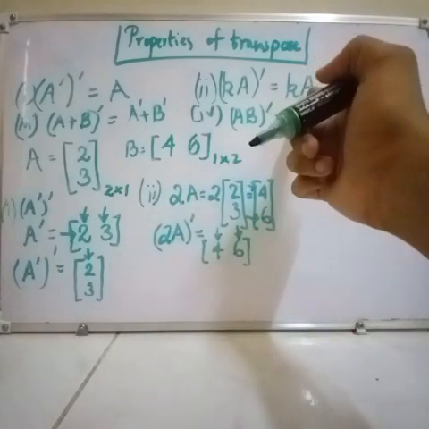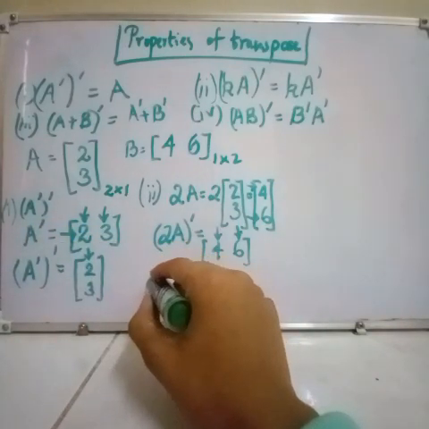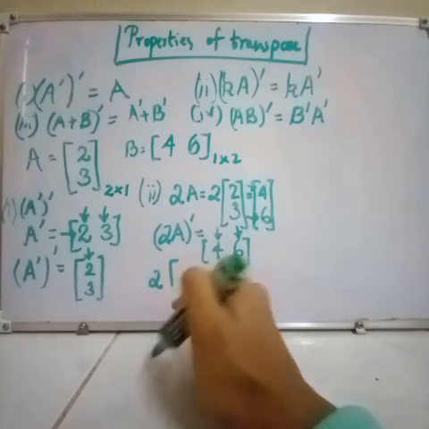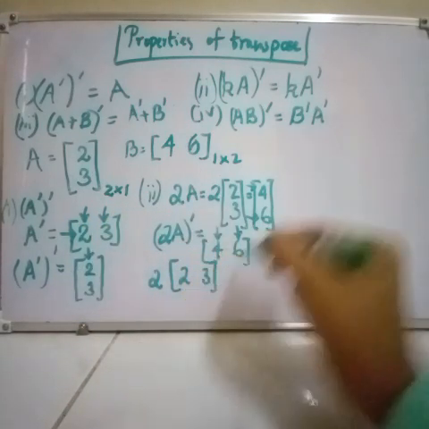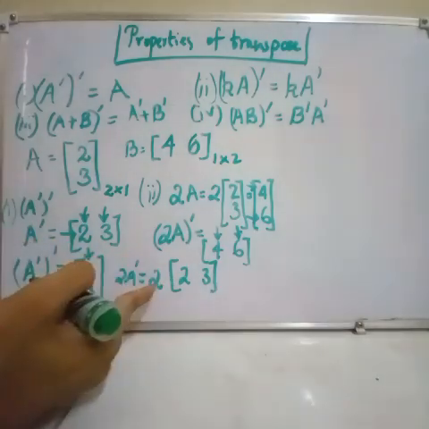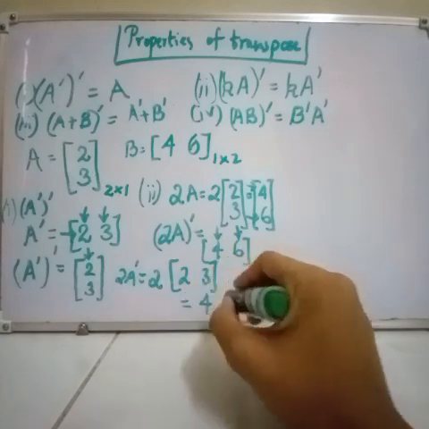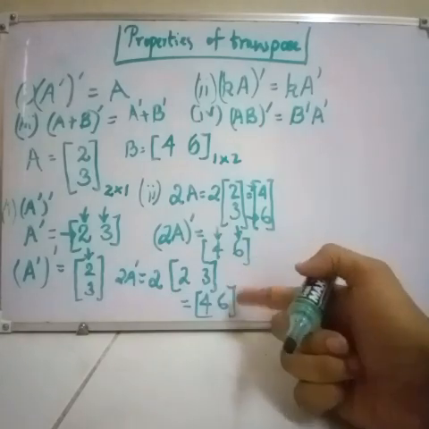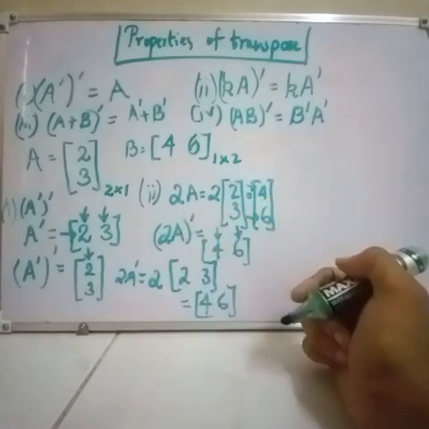Now let's do kA'. We already found A' in the first one, so let's multiply 2 with just the elements of A'. If you check, A' is 2, 3. This is 2A'. So just multiply 2 with the matrix. 2 times 2 would be 4 and 2 times 3 would be 6. So 2A' is actually equal to (2A)'. So this property is also now proved.